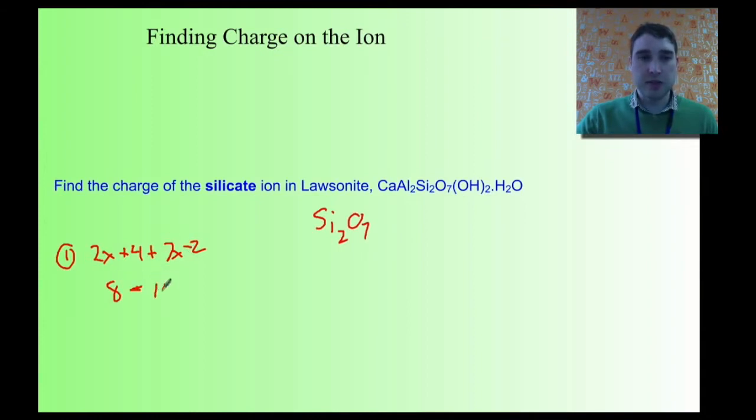7 times -2 is -14, so 8 minus 14 is -6. Alright, so that gives us our charge on the ion as being -6. We'll try it the second way over here.